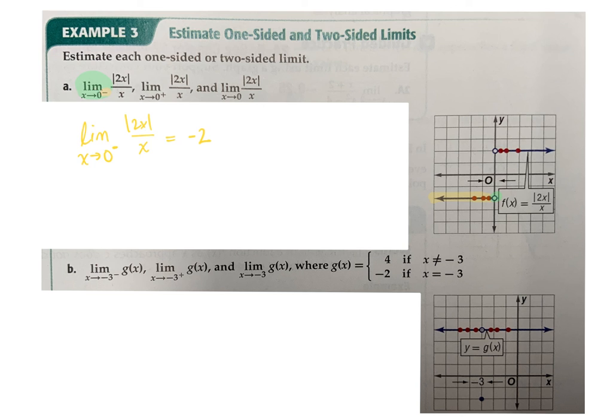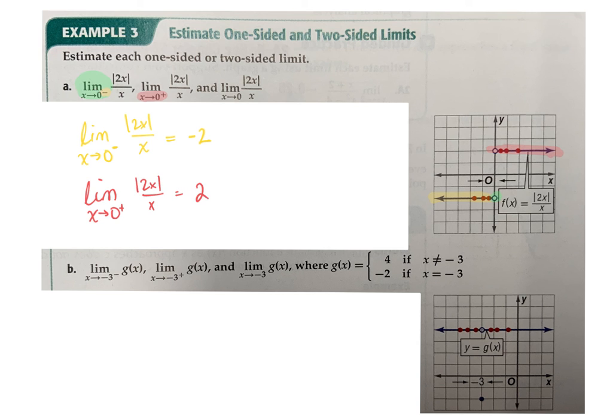All right, let's look at it from the right. If you look up here, my notation has a little plus sign. That means from the right side of the graph of the number that I'm moving towards. In this case, I am moving towards 0 again, from the right-hand side. So now we're going this direction, coming from the right to that number. This limit is something else. What is this particular limit? Yes, it's +2.